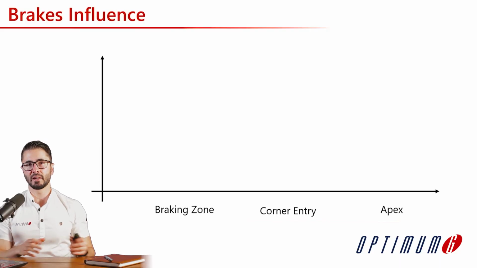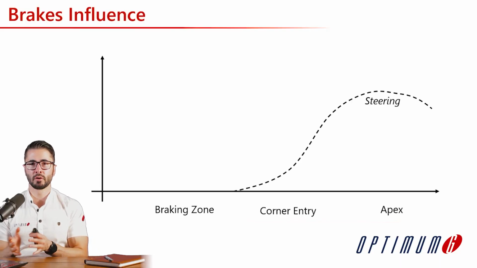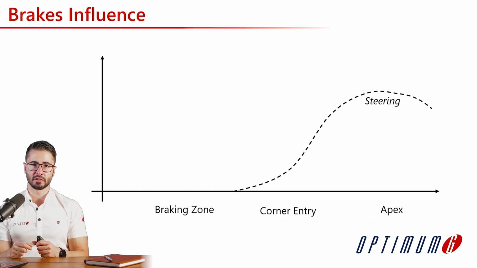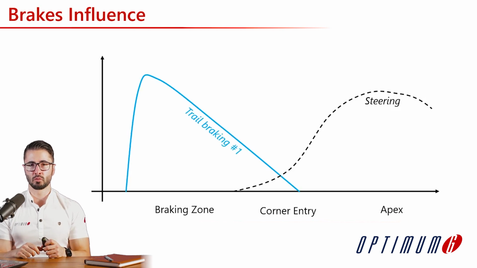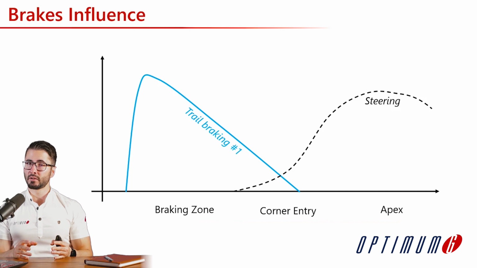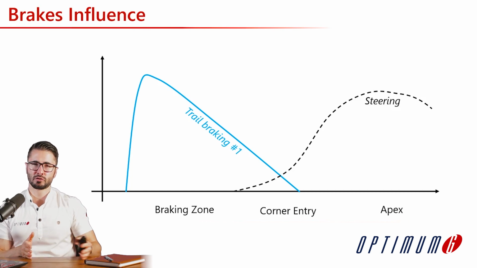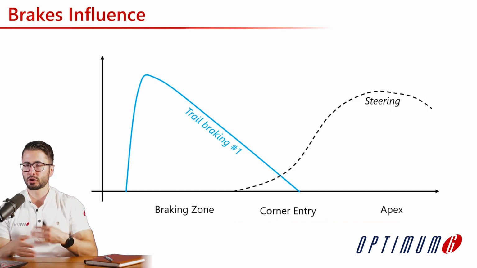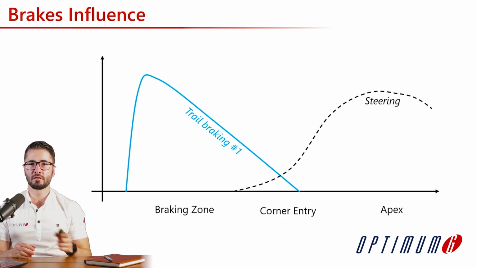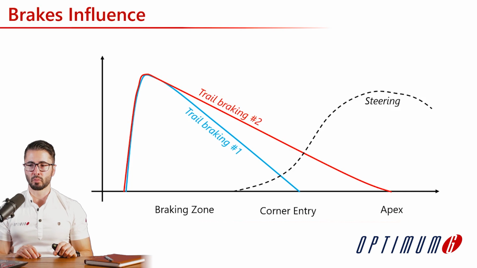So in this case, let's assume a given corner. Here we can see the speed trace. Let's look at two different drivers. We have the brake pressure trace of driver number 1, who is not trail braking a lot, meaning he's not carrying the brakes really deep into the corner, not combining much the brakes and the steering. And then we have driver number 2, who is trail braking a lot more.